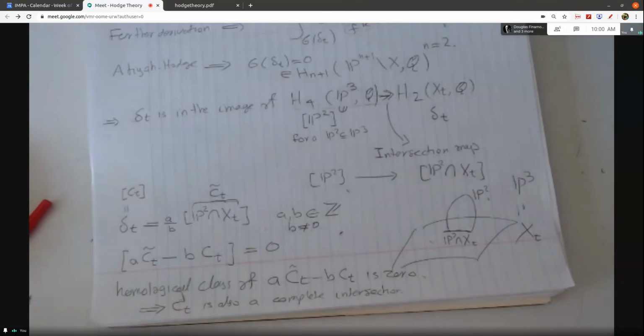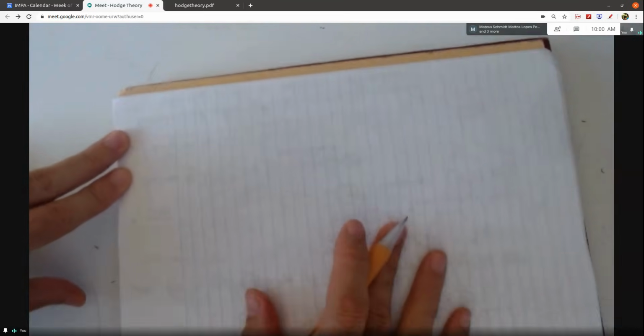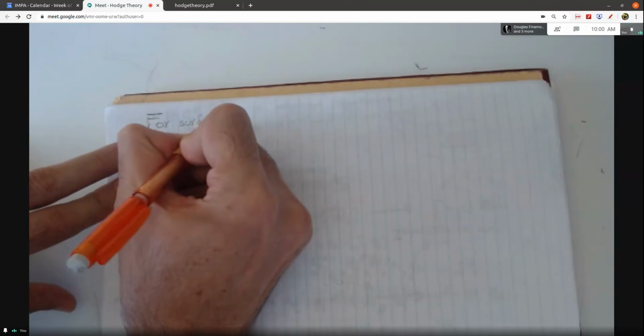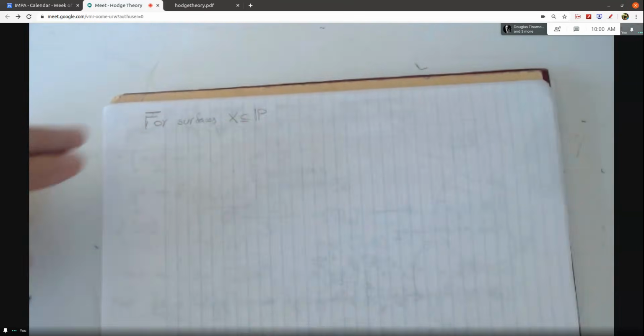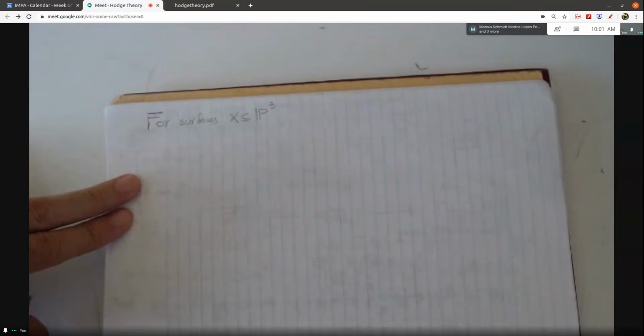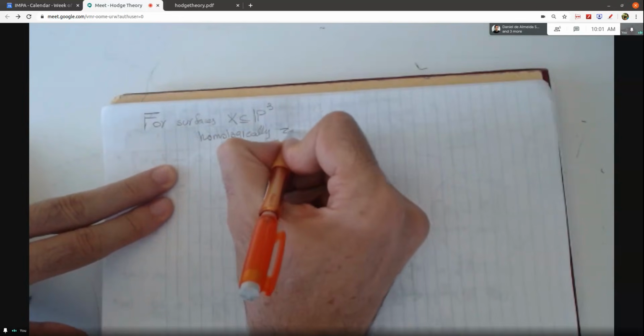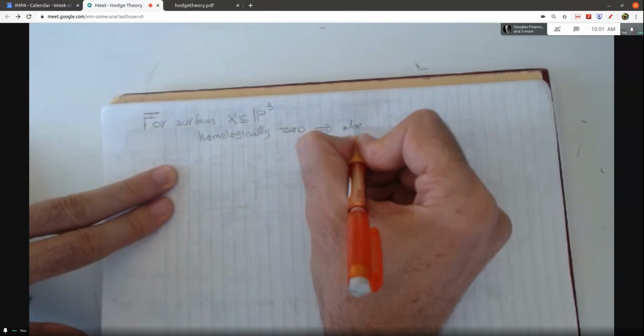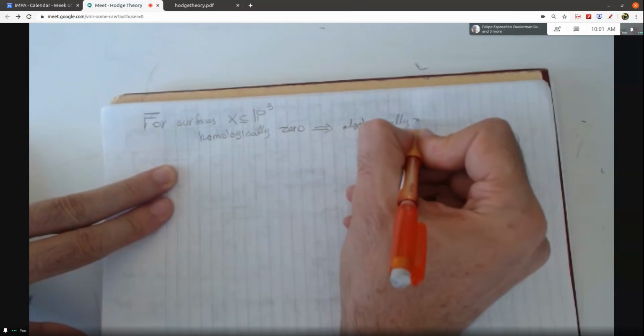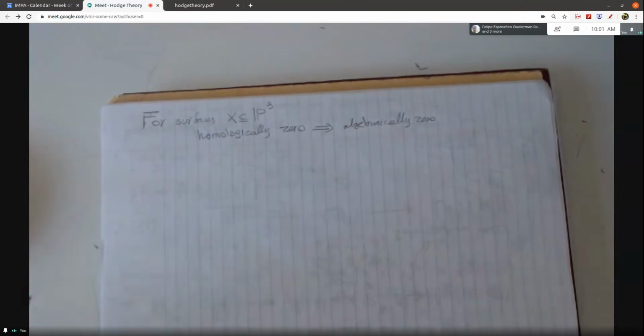Okay. So the last page. If you have a look at the version of the Lefschetz 1-1 theorem that I have put in my book, for surfaces in P3, homologically 0 means algebraically 0. So let me explain this one.